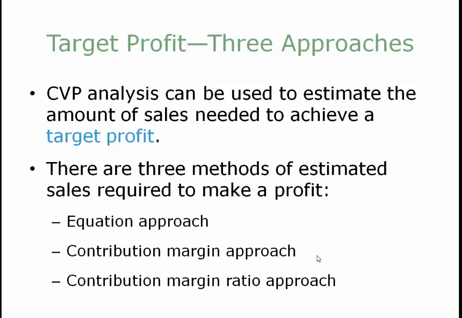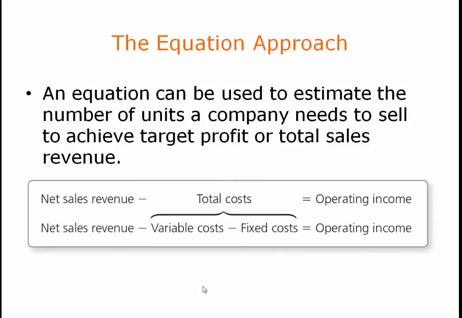But let's take a look. It tells you how much sales you need to achieve not only break even, but a targeted profit. And there are three different ways you can look at it: with an equation, a contribution margin, or a contribution margin ratio. We looked at some of these already, but let's take a look at them again. Here's the equation approach, and they all have the same characteristics. This is just some basic math. This is one equation you can look at. It says net sales less variable cost less fixed cost is equal to operating income. So this is one equation.